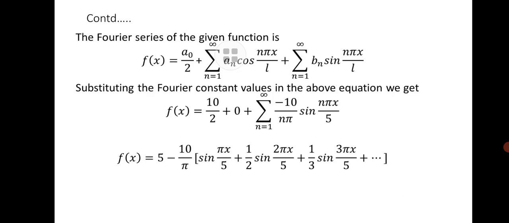Substituting the values of a0, an and bn, the Fourier series coefficients, in the above equation, we get f of x equal to 10 by 2 plus 0 plus summation n equal to 1 to infinity of minus 10 by n pi sin n pi x divided by 5, and substituting the summation values, we will get 10 minus 10 by pi [sin pi x by 5 plus 1 by 2 sin 2 pi x by 5 plus and so on]. So that is the series in terms of pi, sine of pi.